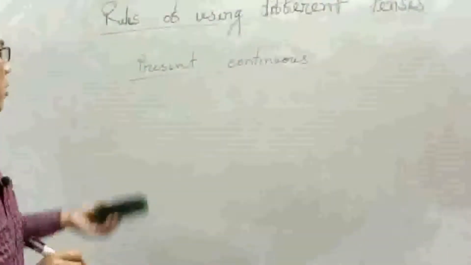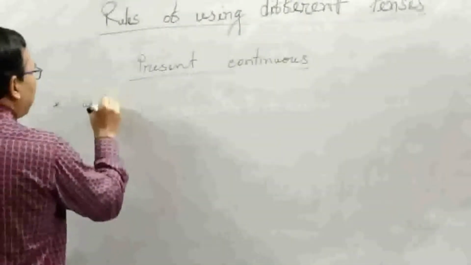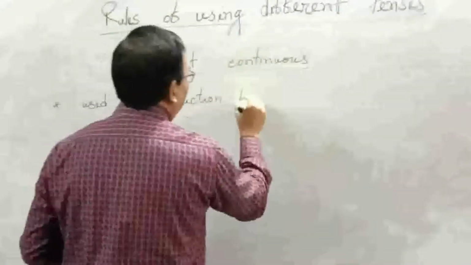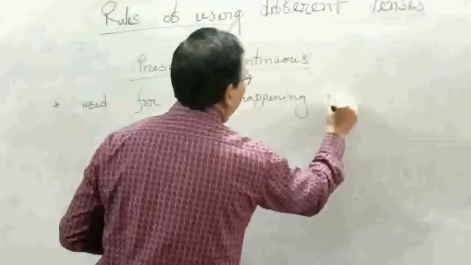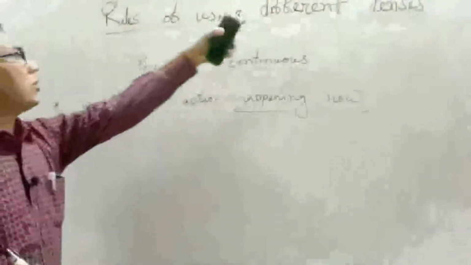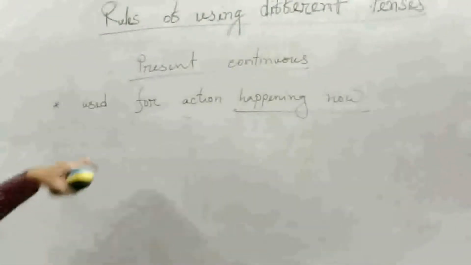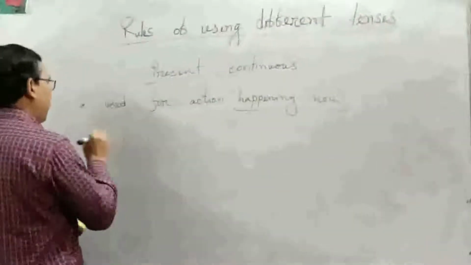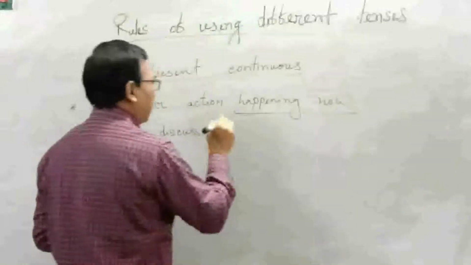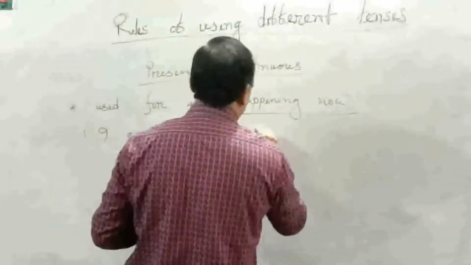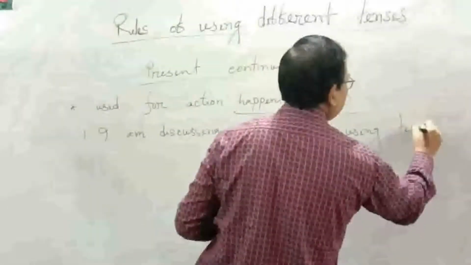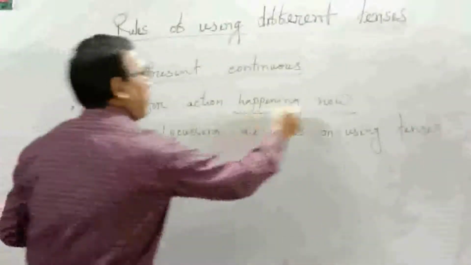Present continuous tense is used for an action happening now. So, for the action happening now, I am discussing the rules of using different tenses. So, now I am discussing this, and this may be the best example. I am discussing the rules on using tenses. Something happening now.